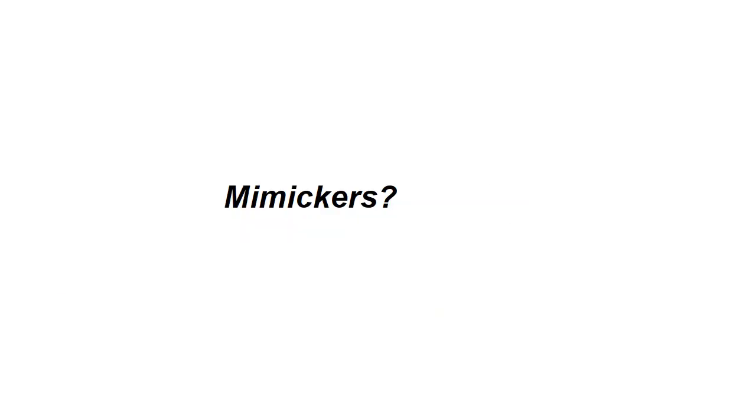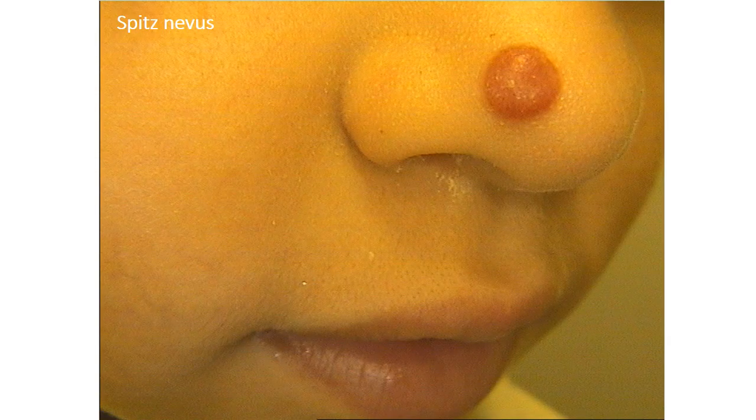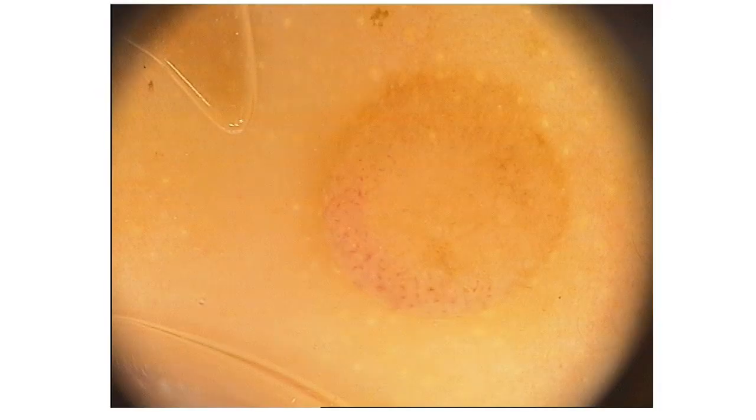And what about the mimickers? Of course, we can have some lesions that might be confusing and sometimes difficult to differentiate from juvenile Xanthogranulomas. We can see, for example, this Spitz nevus that clinically is not so different from the Xanthogranuloma that we showed on the arm. It has this reddish dome-shaped papule, but on dermoscopy we can see that the background is brownish, and also the vessels are more dotted than these branching telangiectasias.